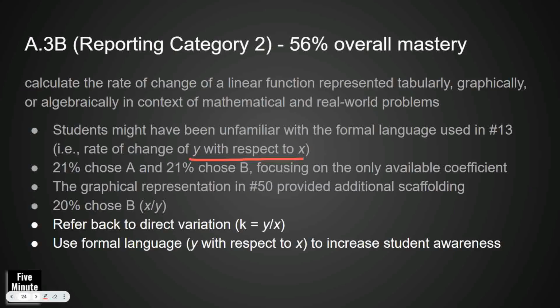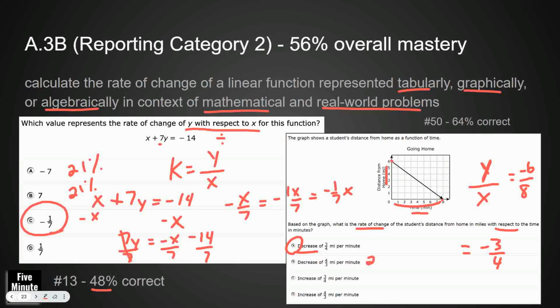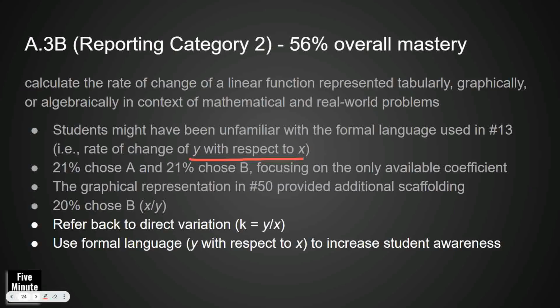That graphical representation, number 50, did provide some additional scaffolding. They could do what I did and just count the rise over the run. But 20% chose B, which is the decrease, but they did x over y rather than y over x. Between those two, that's 84% that at least recognize that's a decrease, because increase means positive. We should have been able to immediately eliminate that, but about 16% of our students still had difficulty even eliminating those two answer choices.